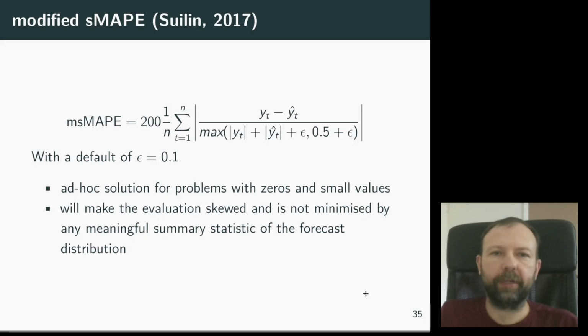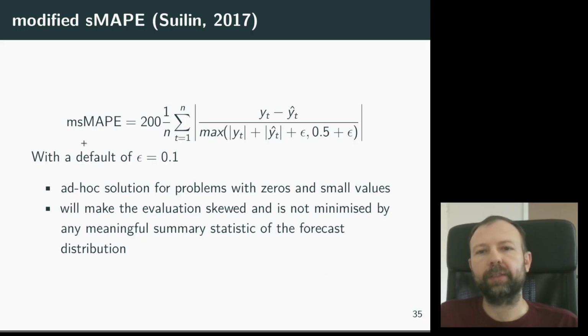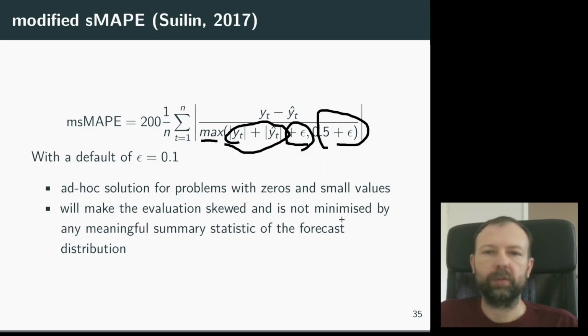Okay, now we have this modified sMAPE. This is one example, but there are similar solutions where people say, well, okay, if we don't want to divide by 0 and we don't want this denominator to be too small, why don't we just add an epsilon to it? Right? And then we can also take the maximum, so if this part gets too small, we just choose some constant value here, right? So that it doesn't get distorted too much.